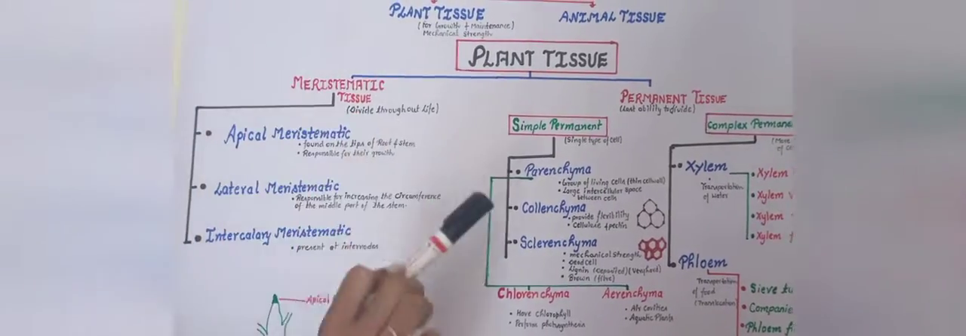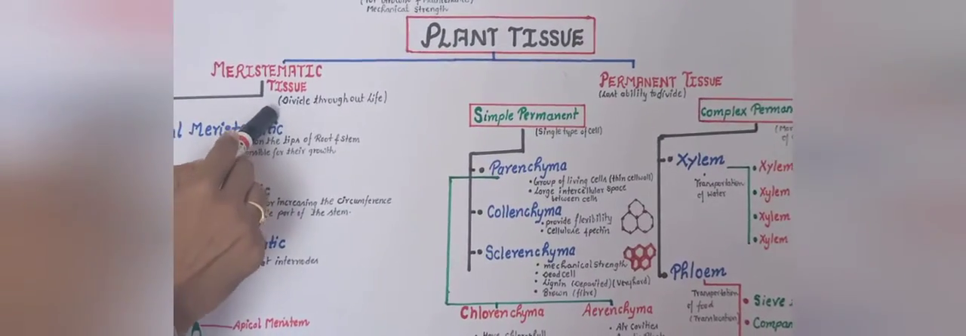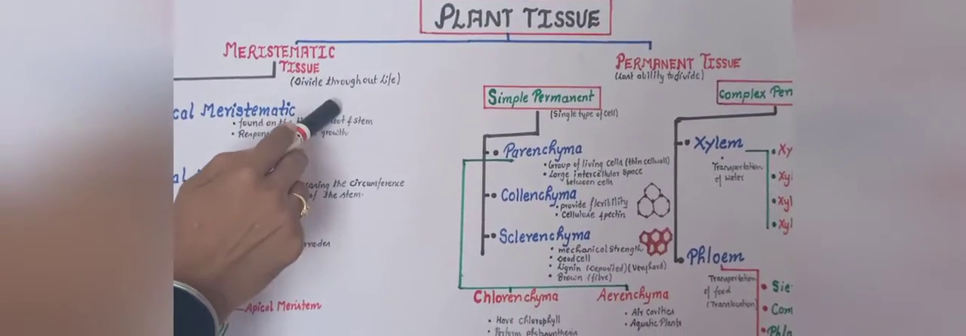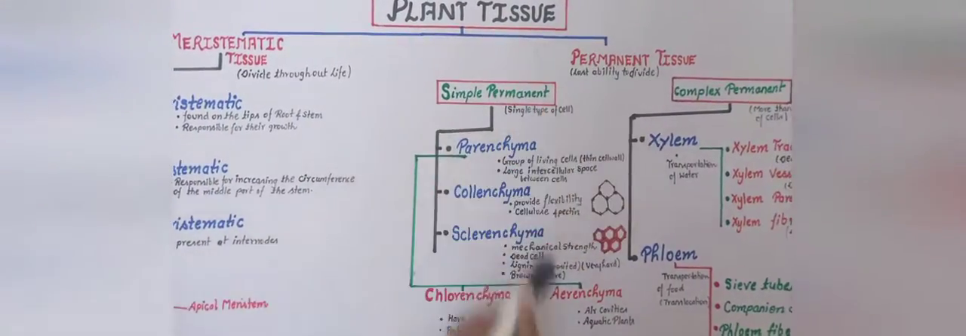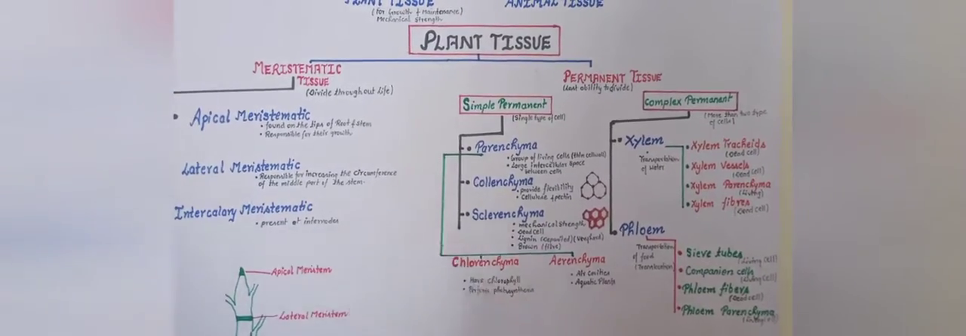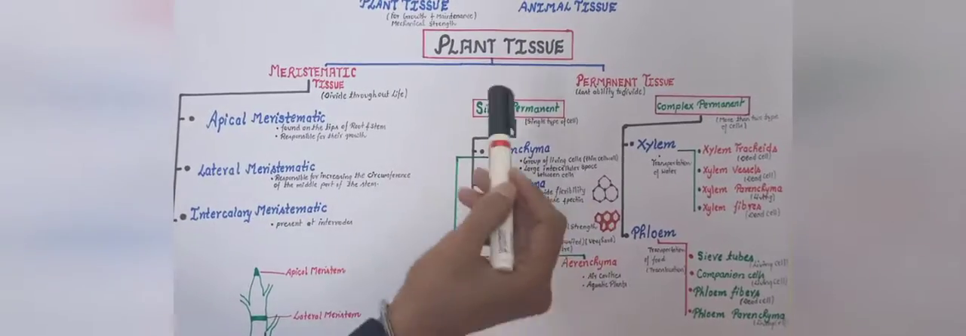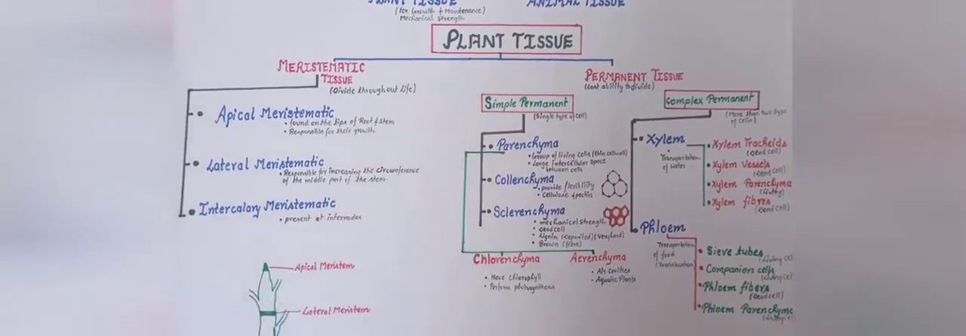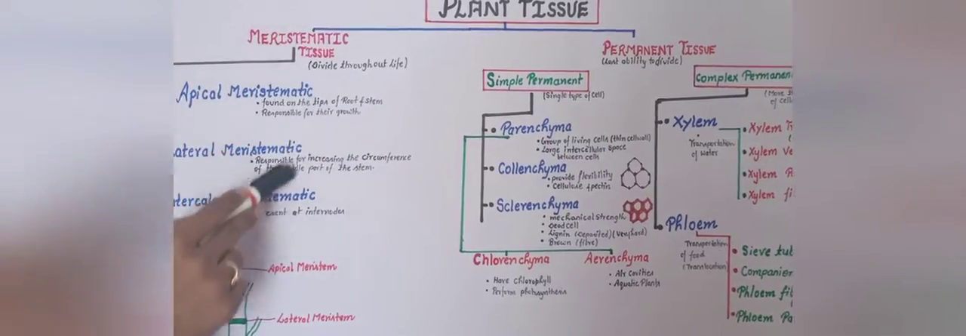The main difference between meristematic tissue and permanent tissue is that meristematic tissue has the ability to divide throughout life, but in permanent tissue they lose the ability. It means they are permanent. It is also a form of meristematic tissue which loses the ability of dividing. So first we will discuss the meristematic tissue and its types.